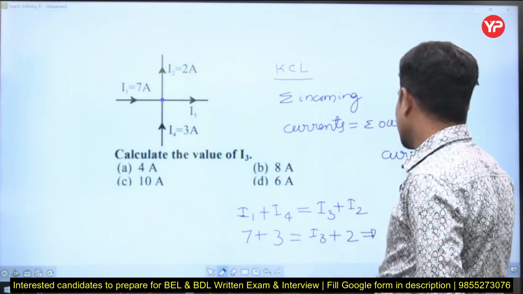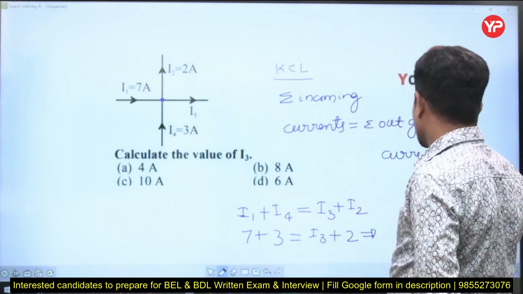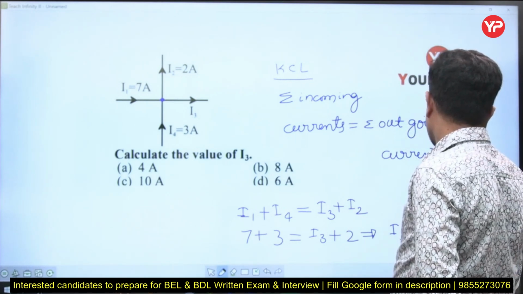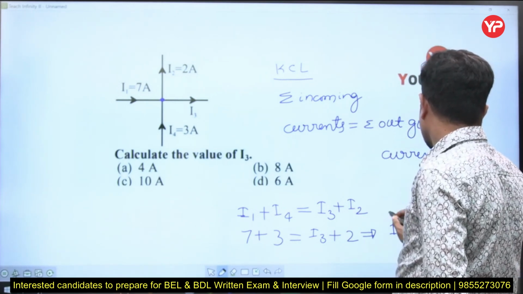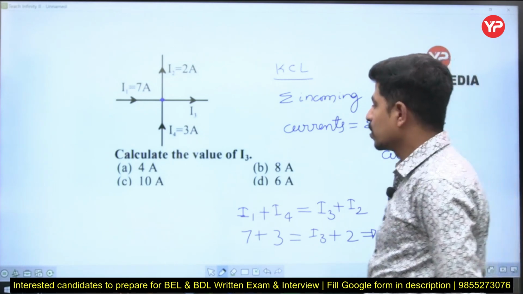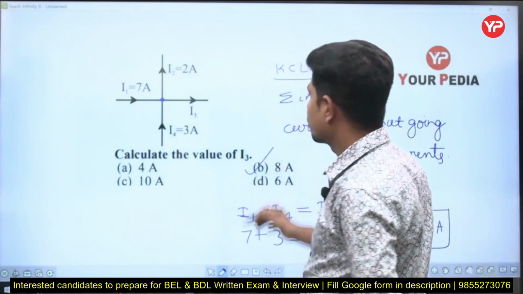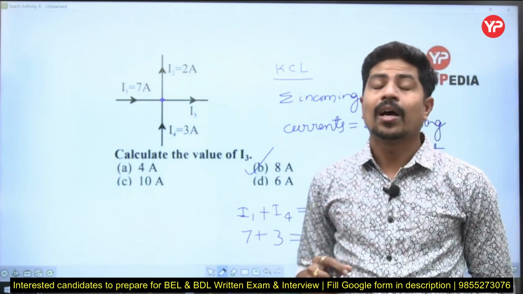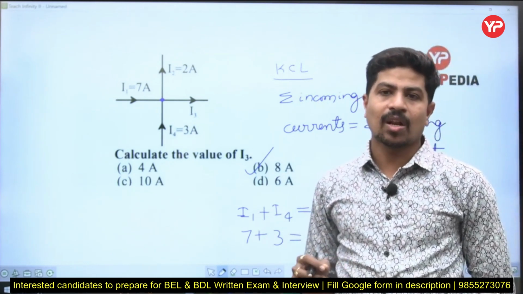That implies 7 plus 3 is 10, 10 minus 2 is 8. From this, I3 is equal to 8 amperes. Option is B. Just a very simple question, an application of KCL, Kirchhoff's current law.